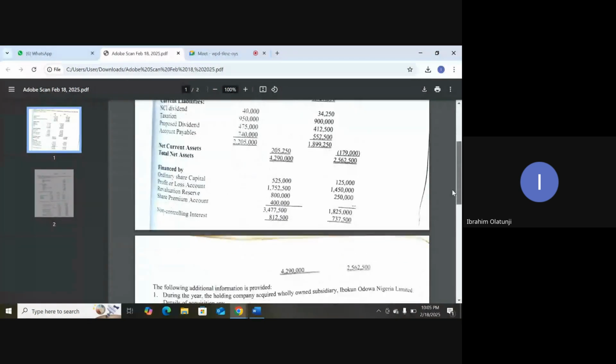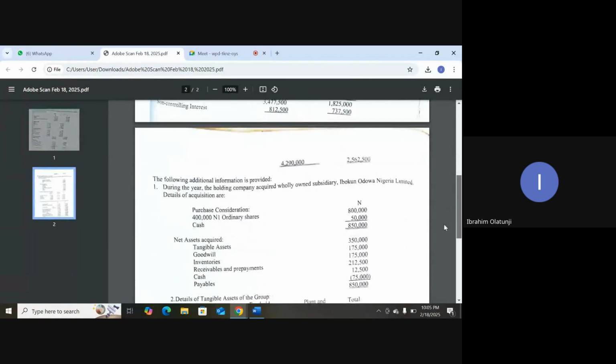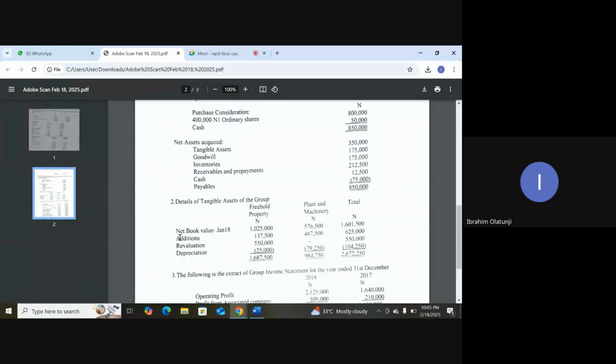Then we move to another information that we have here. We have additional assets, we have revaluation, and we also have depreciation. So what is the additional asset that the company procured? Freehold property, plant and machinery, and the total. The total is how much? The additional asset is 1,601,500. Okay, that's the additional asset.